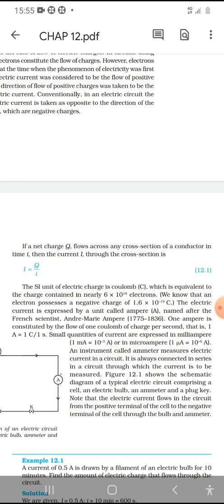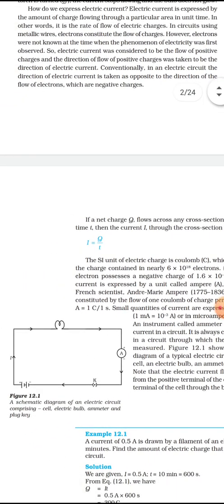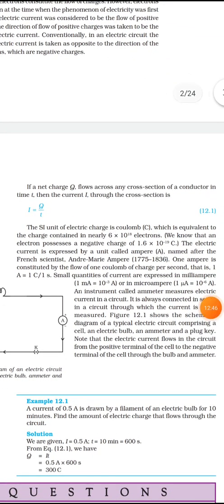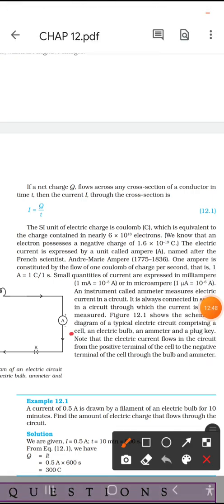So now figure 12.1 we have seen. This is a schematic view of the circuit diagram with the cell, an electric bulb, ammeter, plug key, battery, etc. So this is very important. Maximum questions asked in the exam are from this.